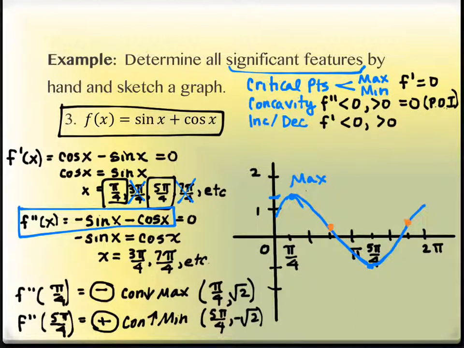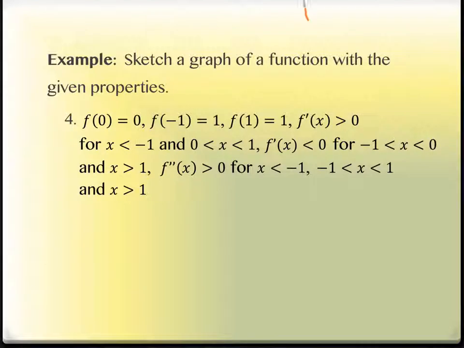Another one of these, sketch the graph with these characteristics. Sketch a graph of a function with the given properties. f of 0 equals 0, f of negative 1 equals 1, f of 1 equals 1. f prime of x, we've got some details about that. And then we've got some details now about f double prime, right? So let's actually start at the beginning because it's the easiest information to actually match with our graph.